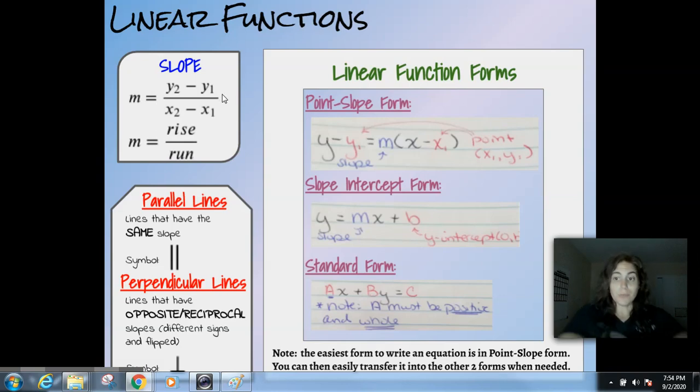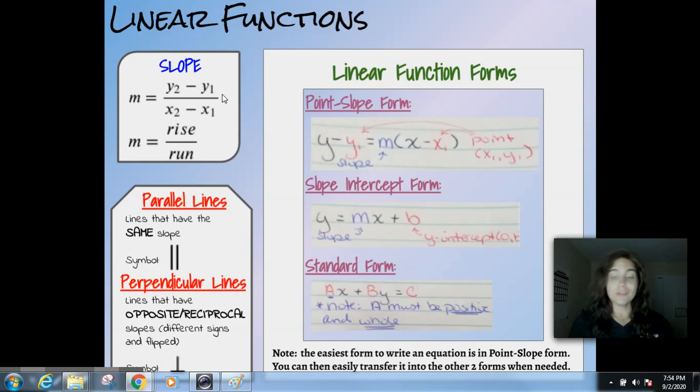When you have to find the slope of something, you will probably either be given a graph. If you're given a graph, you can simply count rise over run, so how many places you go up and how many places you go over from one point to the next. So you find a nice whole point on your graph, then you just count up and over or down and over. Positives are going up and to the right, negatives go down and to the right.